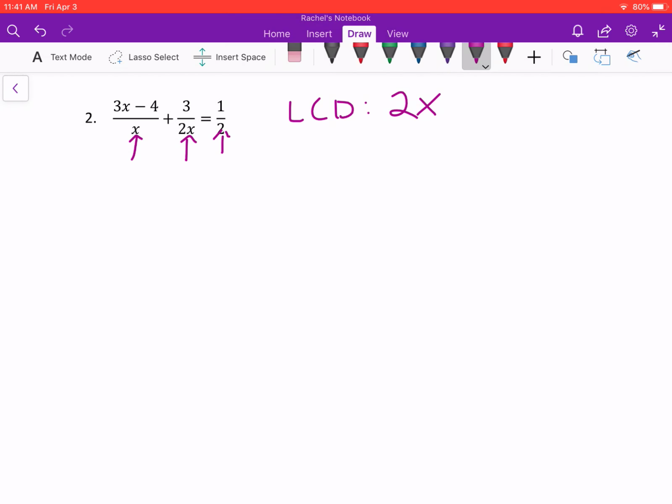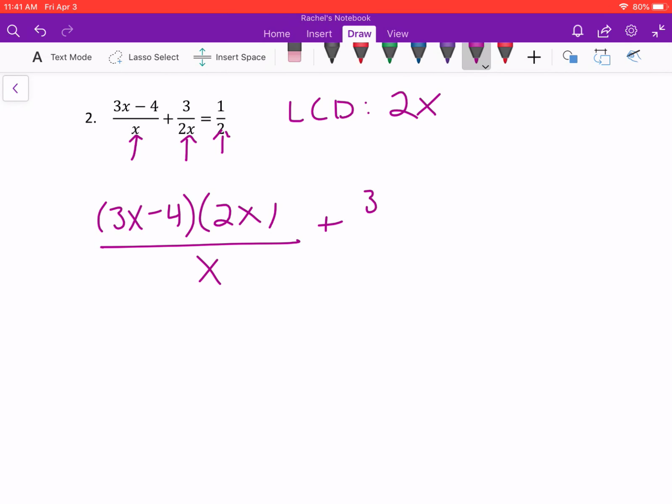So I'm going to take that 3x minus 4, put it in parentheses, and that whole thing is being multiplied by the LCD of 2x. And that's still going to be over x. Then we're going to add 3 times 2x over 2x, and that equals 1 times 2x over 2.